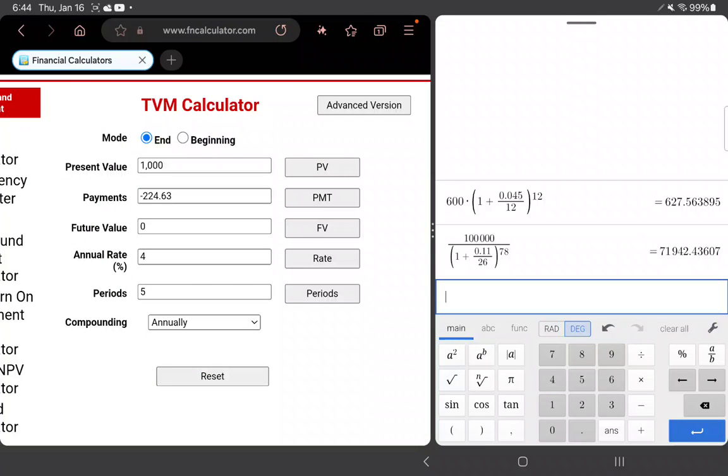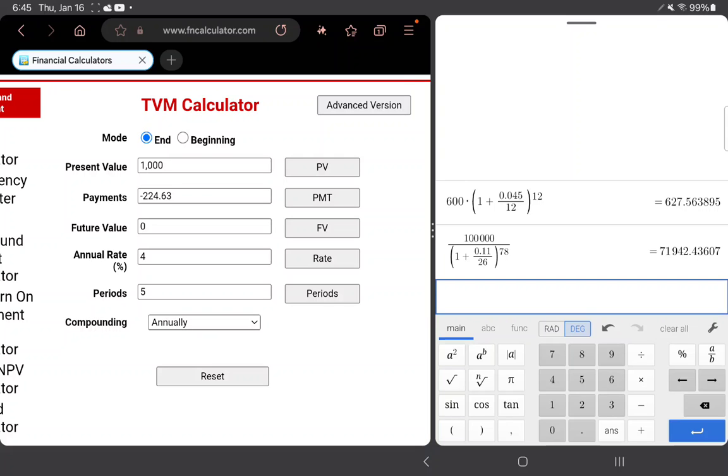So that means it's money coming out of our account, which makes sense because we're repaying. It's $224.63. So if we wanted to pay back this $1,000 loan, taking 5 years to repay it, and the interest rate is 4%, we would need to pay $224.63 at the end of each year. That will work out perfectly within a few cents.